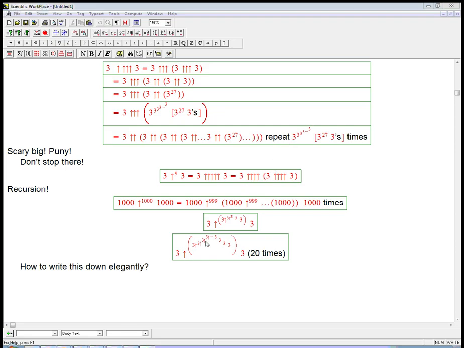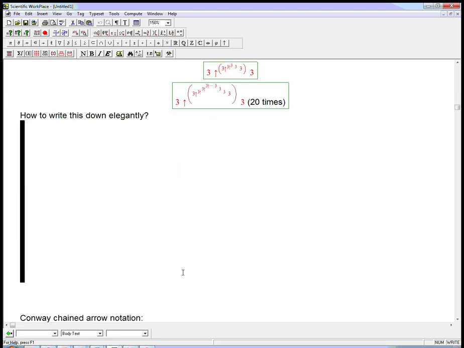After all, this all started from towers of exponentials. Well, what if you did iterated towers of up arrows? And the problem is this is getting ugly. How do you write this down elegantly? How could we codify this idea of taking a previous procedure and doing an iterated tower in a nice way? It turns out that Conway came up with a nice way to do this.